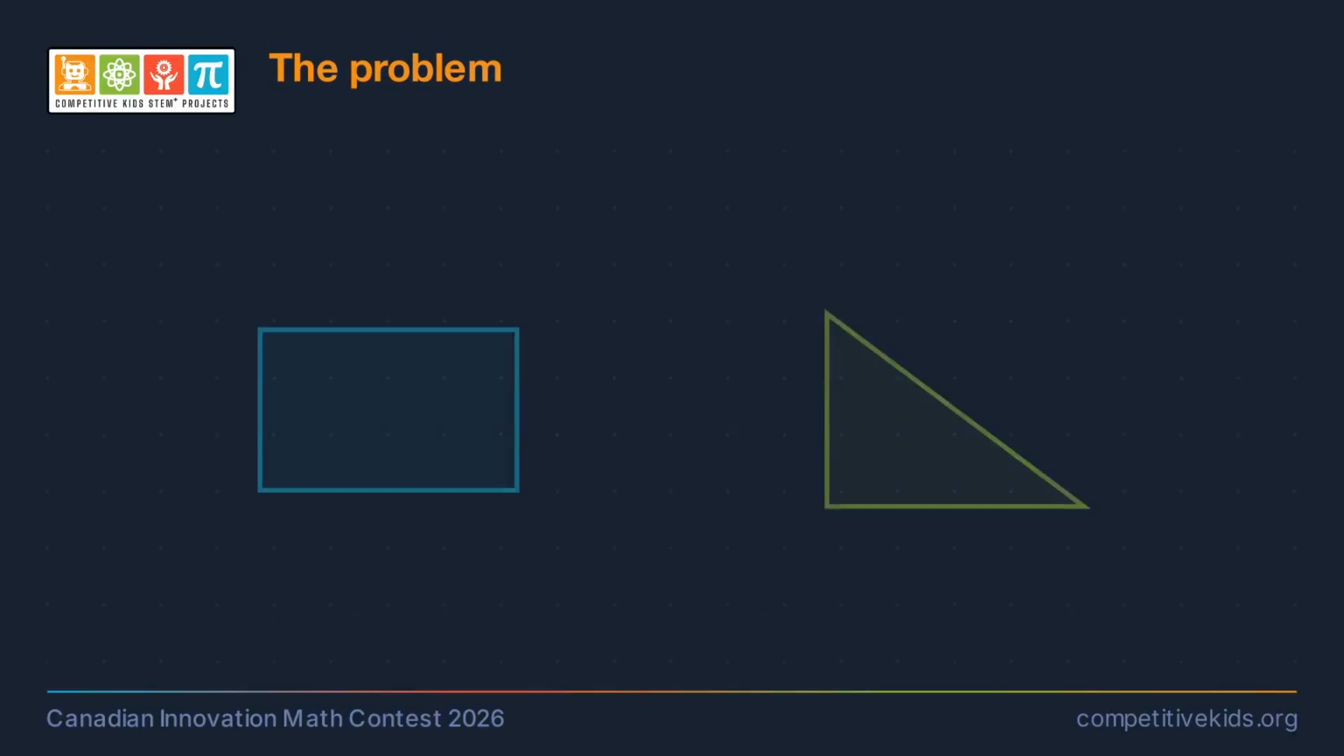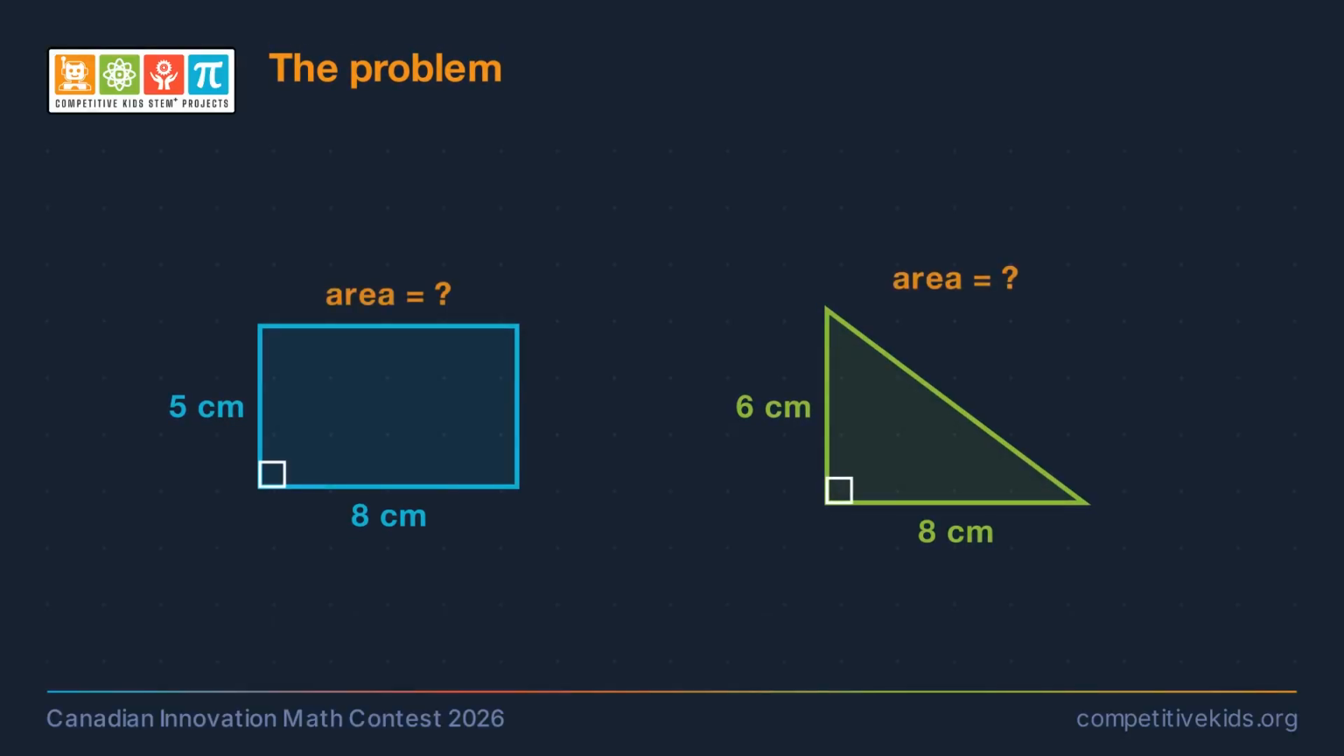Here are two shapes. On the left is a rectangular hall pass. It is 8 centimeters along the base and 5 centimeters tall. On the right is a triangular canopy. Its base is also 8 centimeters and its height is 6 centimeters. Find the area inside each shape.